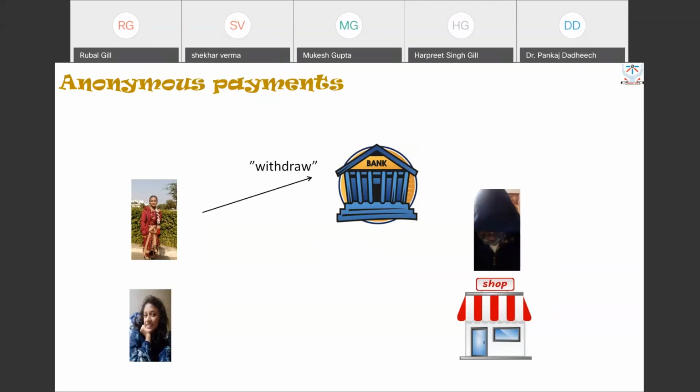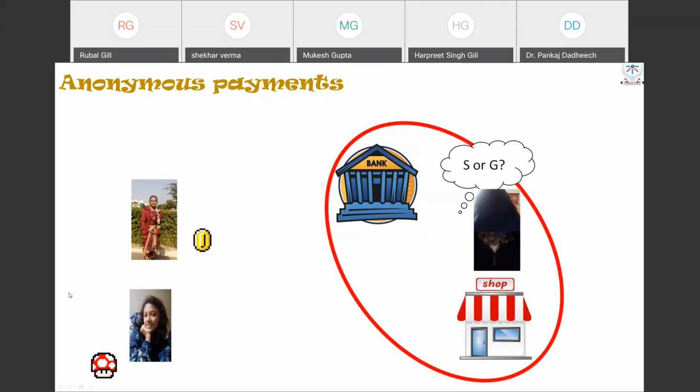Near to impossible to know from the cash itself whether the money has come from one person or the other person.